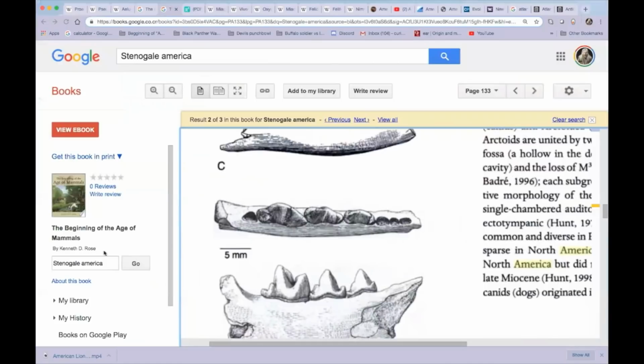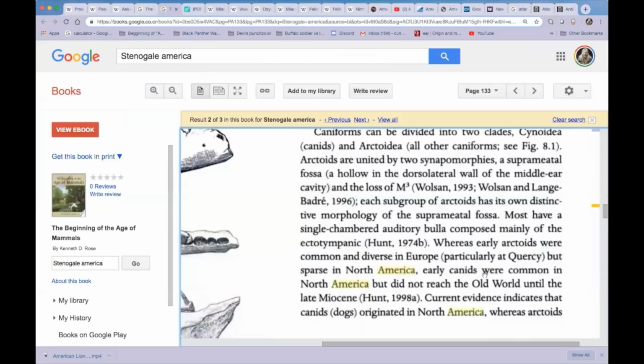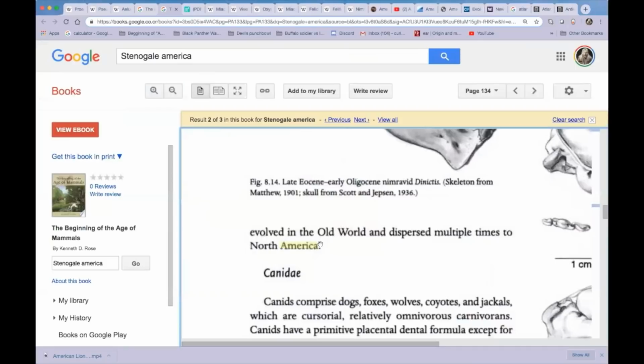It says caniforms can be divided into two clades, Cynoidea, canids, and Arctoidea, all other caniforms. Early canids were common in North America, but did not reach the old world until the late Miocene, all right? So current evidence indicates that canids or dogs, right, originated in North America, whereas arctoids evolved in the old world and dispersed multiple times to North America, all right? But they, you know, came from here originally.